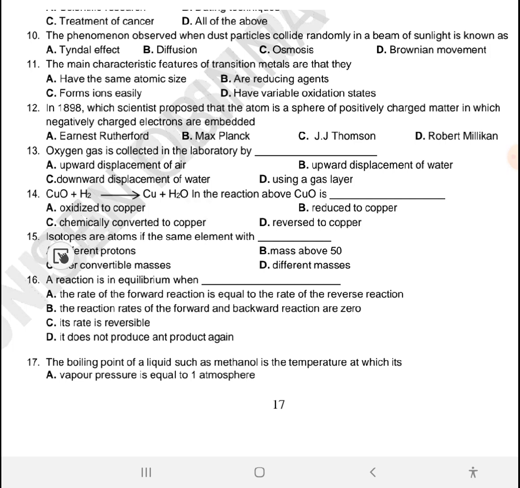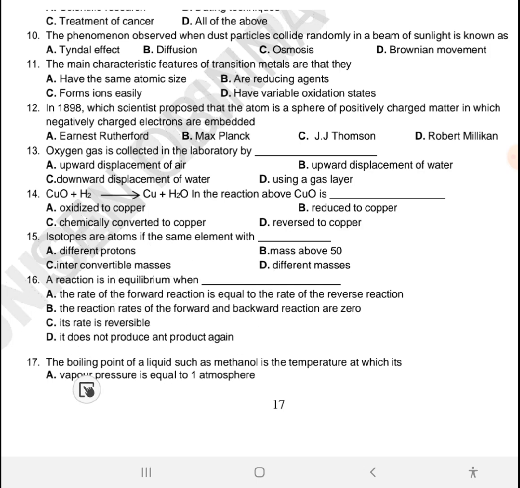Number 15, isotopes are atoms of the same element with different masses. So isotopes are atoms with the same atomic number but different mass number. Option D. 16, a reaction is in equilibrium when dash. A reaction is in equilibrium when, let me see, the rate of forward reaction equals the rate of reverse reaction.